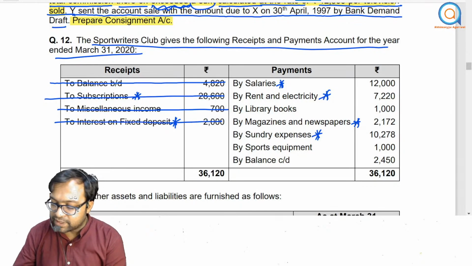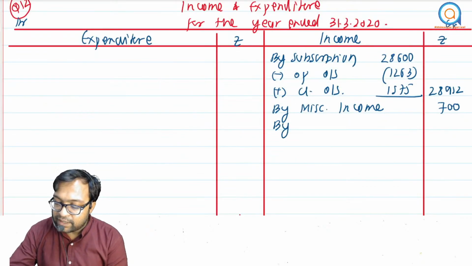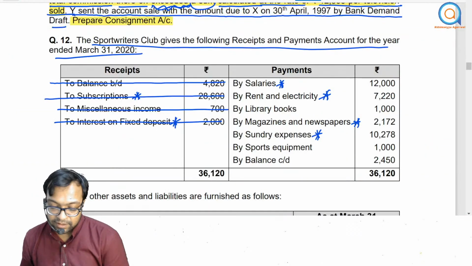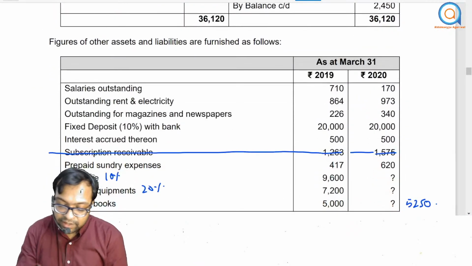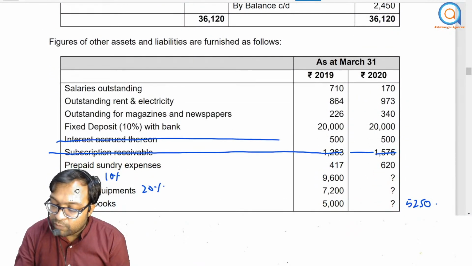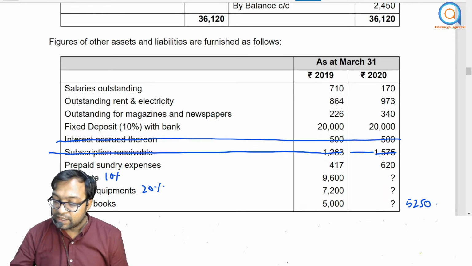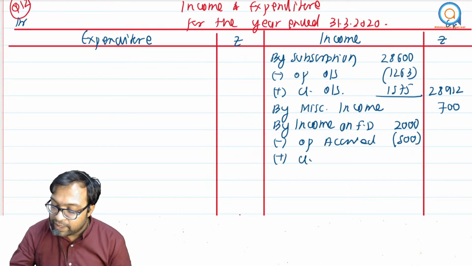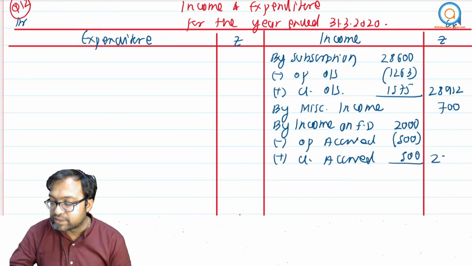Next, interest on fixed deposit 2000. Income side में you go and write by income on fixed deposit, inner column 2000. Why? Because there is adjustment. What adjustment, sir? देखो ना, here they have given interest accrued thereon, opening and closing both is 500. So opening accrued means outstanding will be deducted and closing accrued should be added. So net में तो this will be 2000 only.